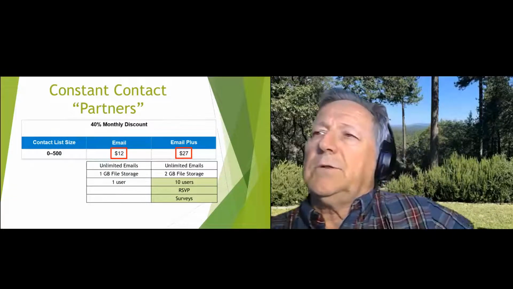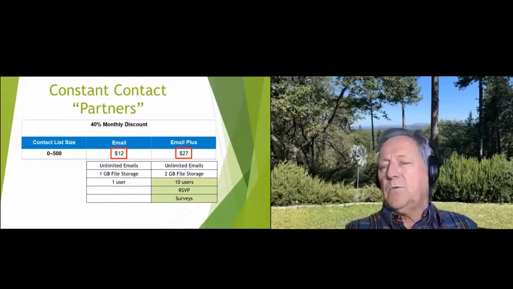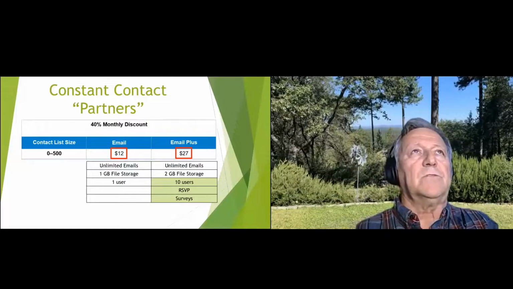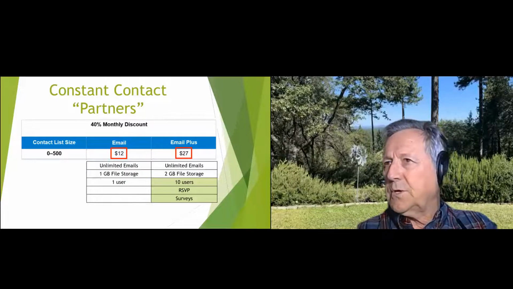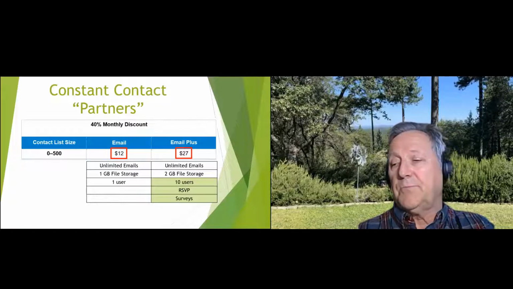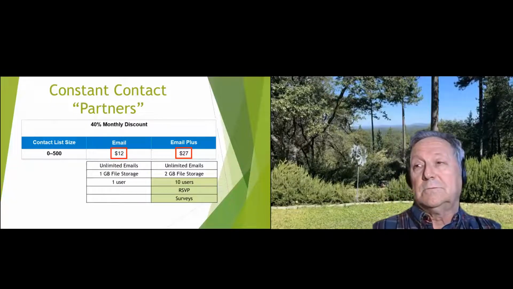With Email, you get unlimited emails. You can send one email every minute if you want to. You get a gigabyte of file storage for your attachments, but there's only one user. For $27 a month, you get 2 gigabytes of storage, and you don't have to worry about filling that up. On the state one at 2 gigabytes, we're only at 5% full.